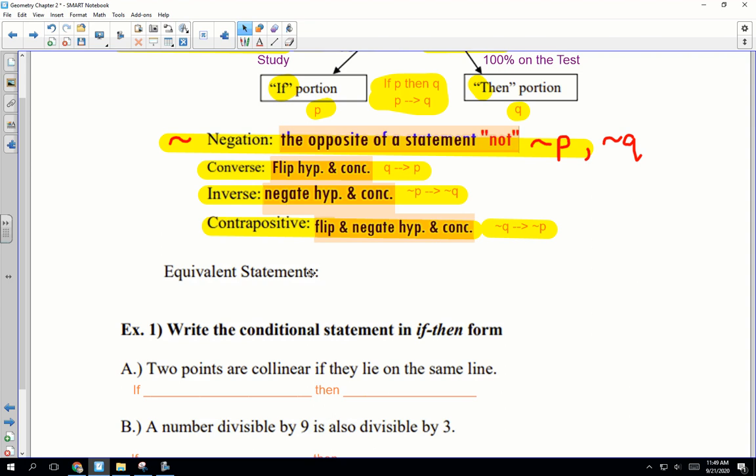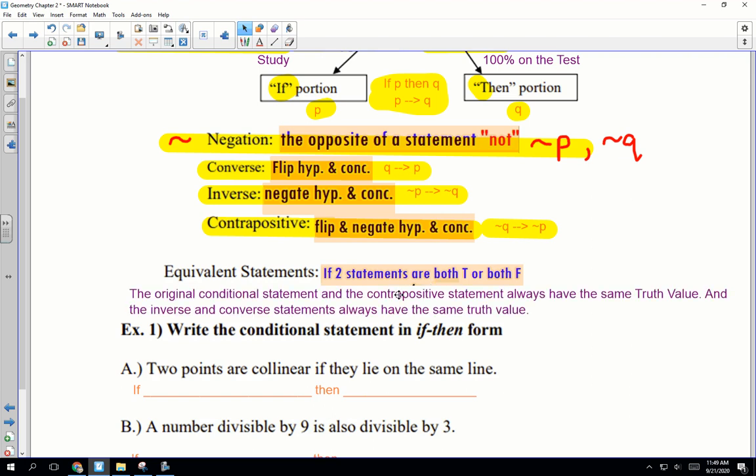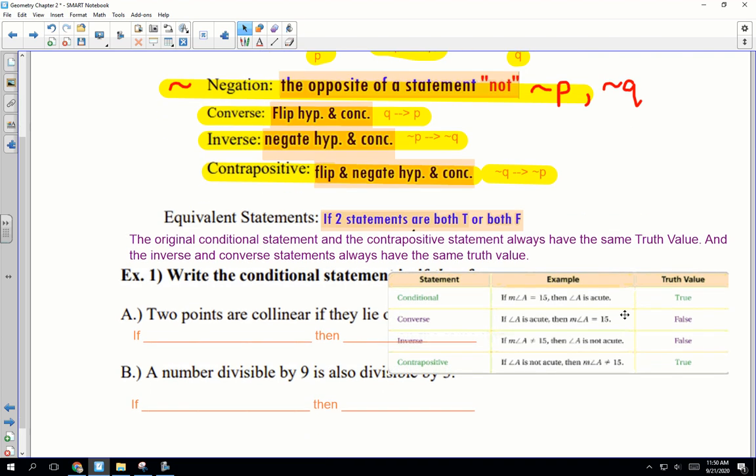So let me tell you about equivalent statements. To be an equivalent statement, two statements have to be both true or both false. So the original conditional statement and the contrapositive statement will always have the same truth value. And the inverse and the converse statements will always have the same truth value. This is a lot of words. Let me throw up an example so that my students can see what we're talking about.